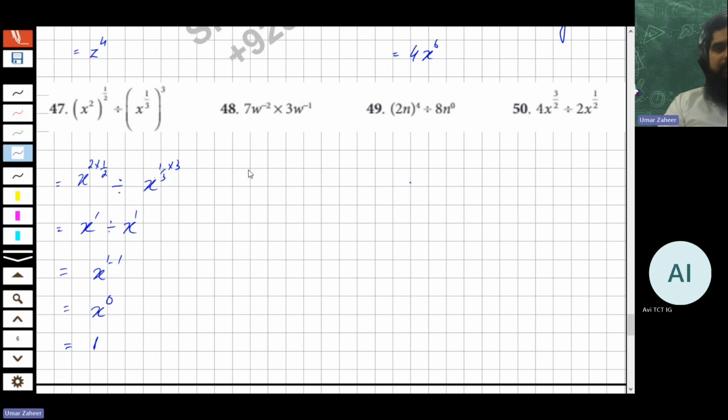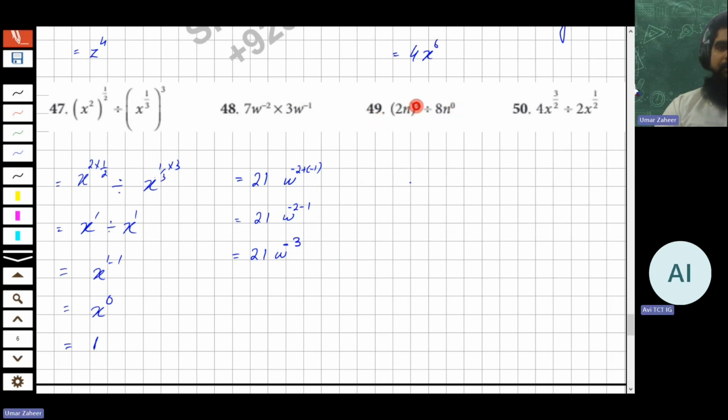All right, they are multiplying, so you just have to multiply the numbers simply. 7 multiplied by 3, that will be 21. y^-2 multiplied by y^-1, so the bases are same, you just have to add the powers. So minus 2 plus minus 1, that is minus 2 minus 1, that would be minus 3.